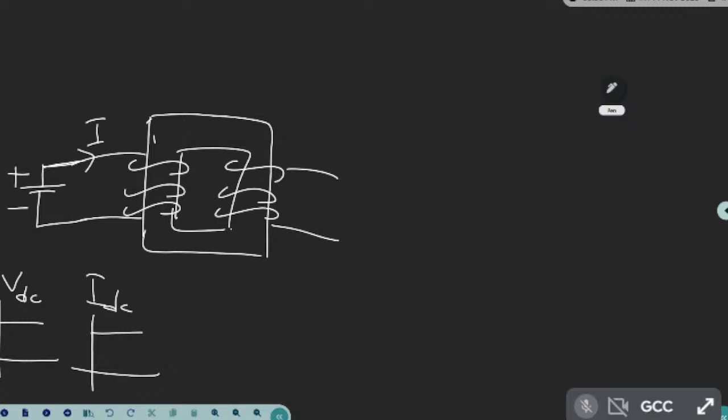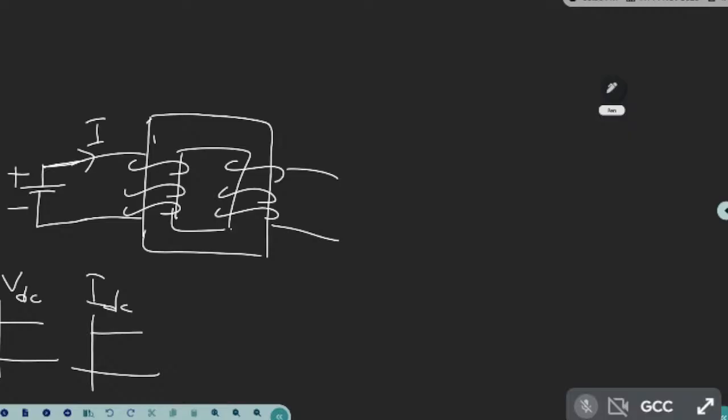If you apply DC, what happens? Because of the closed circuit, a current of I will flow. So this is DC voltage, DC current. Instead of applying AC, you are just given DC. You connected a battery to the primary terminals. Closed circuit means current will flow, but it is a DC current.